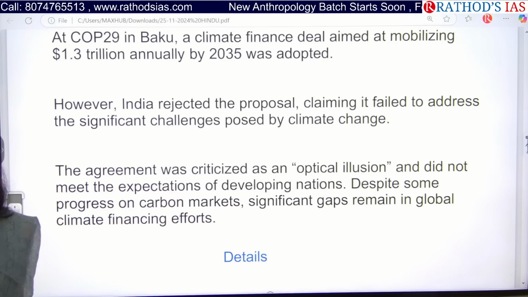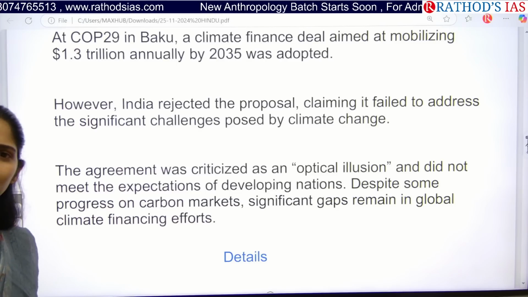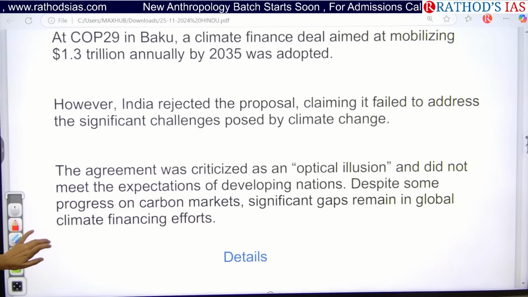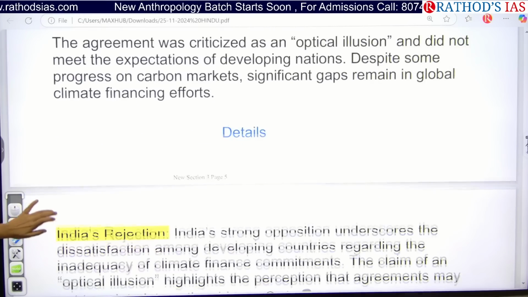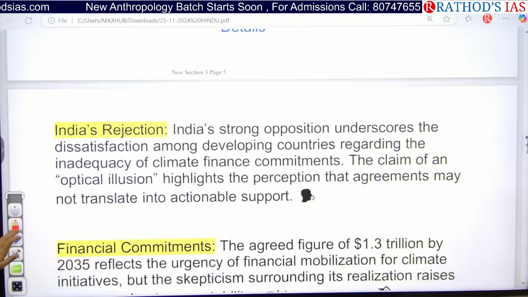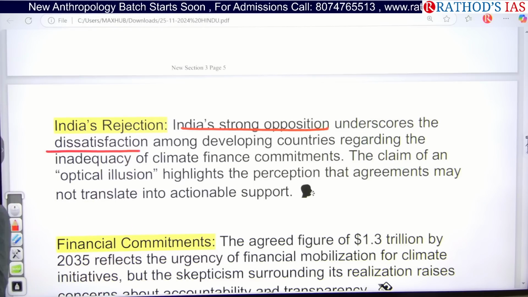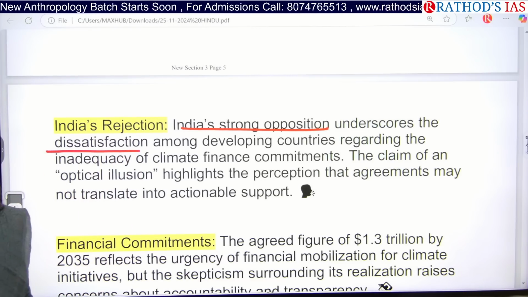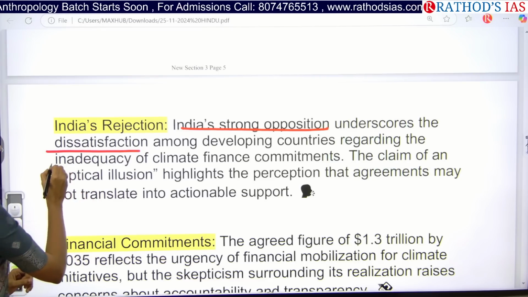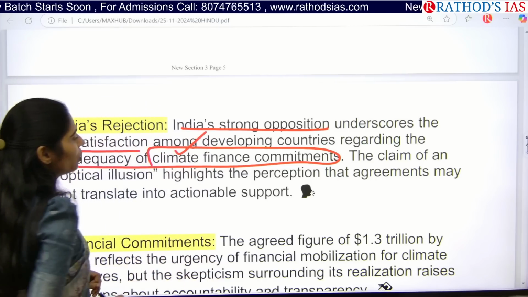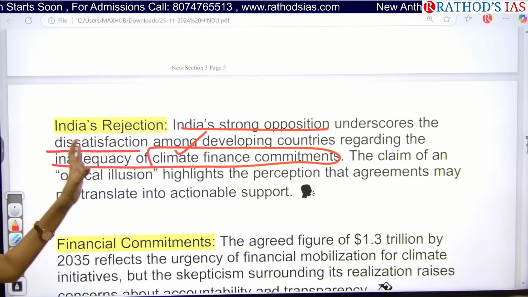So illusion is nothing but something that is not there, but appears to be present. Okay, so that is what was mainly said. And one more important point is that India's strong opposition underscores that we are dissatisfied, among developing countries, with the inadequacy of climate finance commitments. So they are saying that we are going to give finance, but what are the commitments regarding this finance?